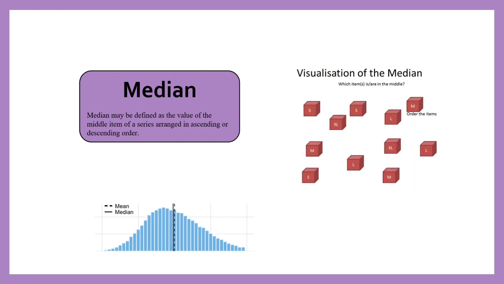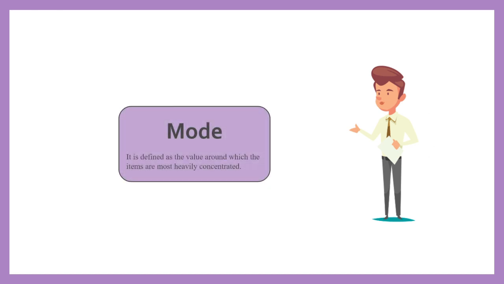Mode. Mode is an average of position. It is defined as the value around which the items are most heavily concentrated. In short, it is the value which occurs maximum times or against which maximum frequency clusters around. For a continuous series, we use the formula of interpolation to find the mode.